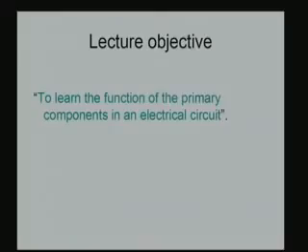Today we will be discussing three of the most primary elements in electrical technology. They are the resistors, the capacitors and the inductors. So, that is the basic objective in this lecture, to learn the function of the primary components in an electrical circuit.